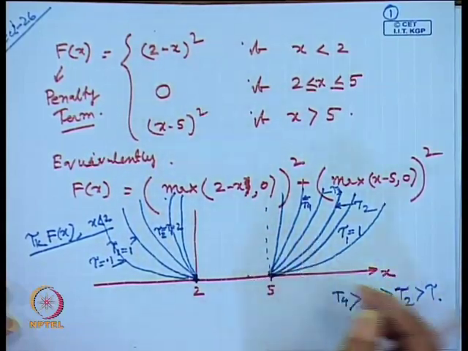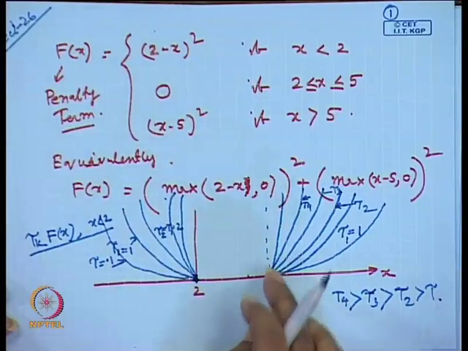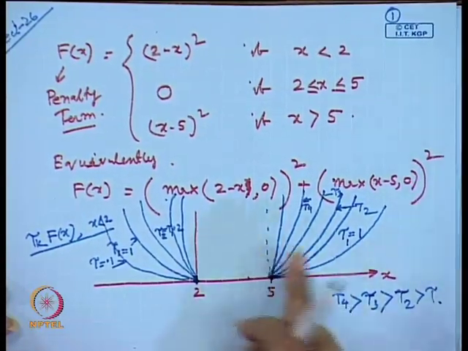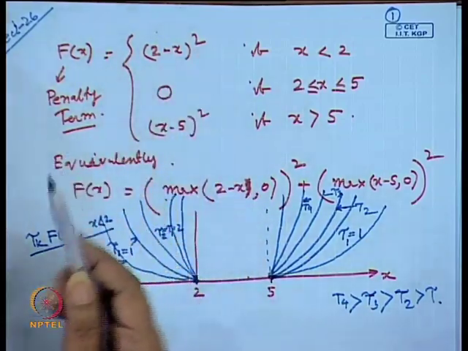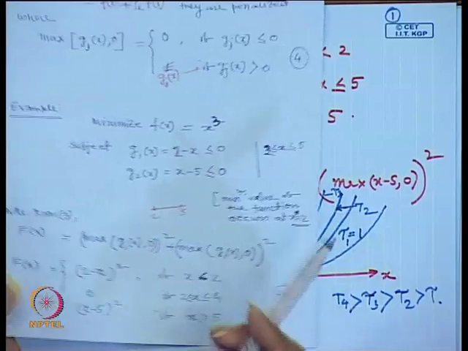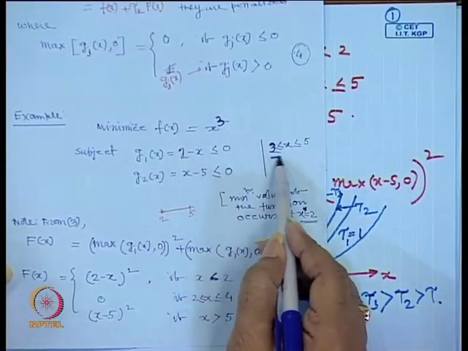In other words, it tells us that we are approaching from the infeasible region to the feasible region, and then we are getting the optimal solution. In our example, it is straightforward. What is the minimum value of the function in this region?